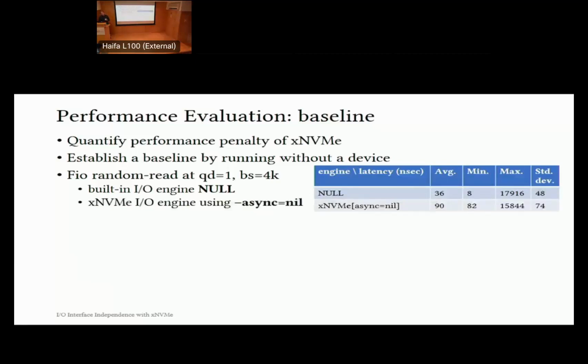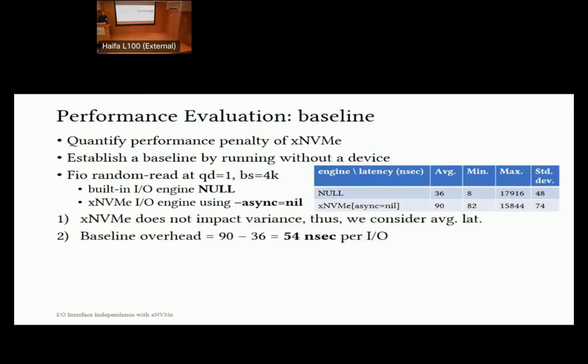Now, the minimum is 8 here for null and 82 for xNVMe, and the maxes are quite high. That max latency is due to the setup that FIO does, which becomes part of the measurement. But it's actually not an artifact of the devices or anything else. So that's why we'll just be looking at the average latency going forward. And the second thing is, what we can establish here is that we have a baseline overhead of 54 nanoseconds per I/O. That is sort of the cost of doing this.